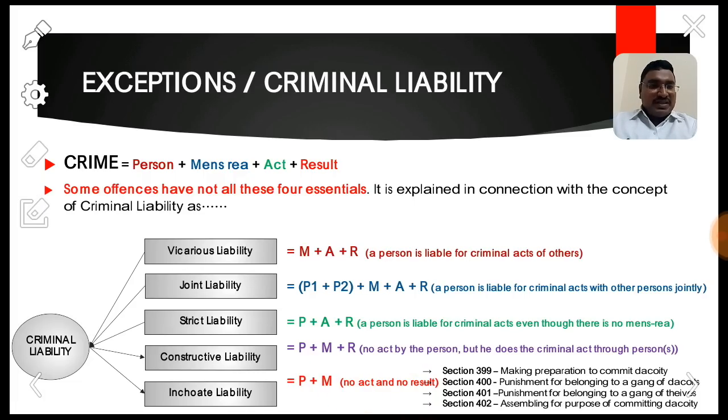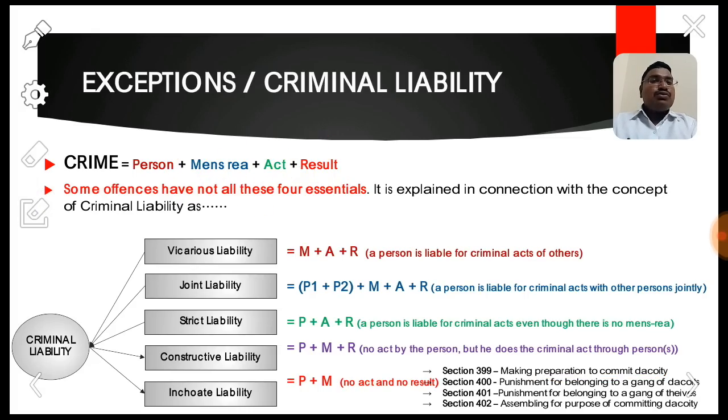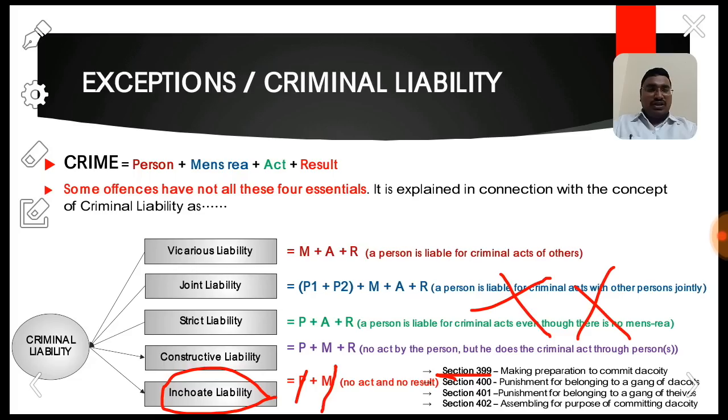Section 399 speaks about making preparation for committing a dacoity. There is a person, he has mens rea, but there is no act and no result. But he is preparing to do a certain act that ultimately results in something. Here the dacoity is not committed, but they are making certain preparations for it. There are some persons with guilty intention in their mind, but they are not committing any act, there is no result, even though they are liable under inchoate liability on the charge of making preparation to commit dacoity.